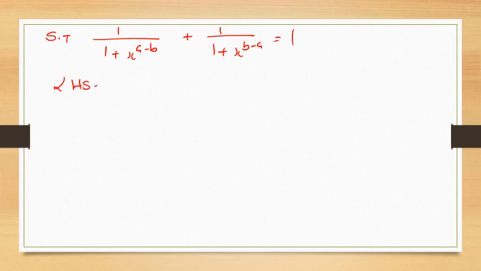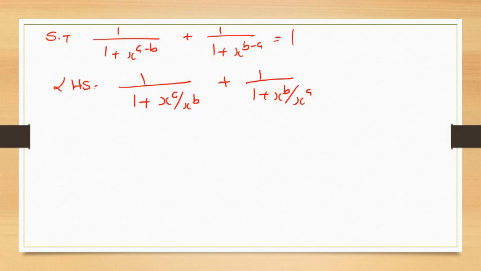Next question. Show that 1 by 1 plus x raised to a minus b plus 1 by 1 plus x raised to b minus a is equal to 1. So what you have to do, take left hand side. Left hand side is what? 1 by 1 plus x raised to a by x raised to b plus 1 by 1 plus x raised to b by x raised to a.